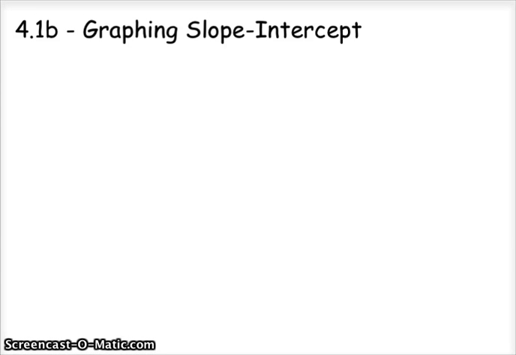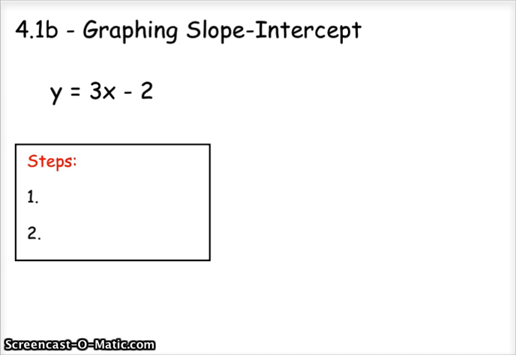In the second part of 4.1, I'm going to look at two things. First of all, how to graph from slope-intercept form, and also how to change from slope-intercept into standard form. So first, how to graph. Slope-intercept form, again, is y equals mx plus b, where m is our slope and b is our y-intercept. So there are two steps here.